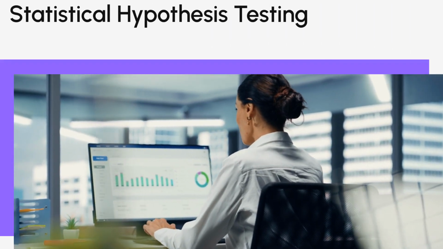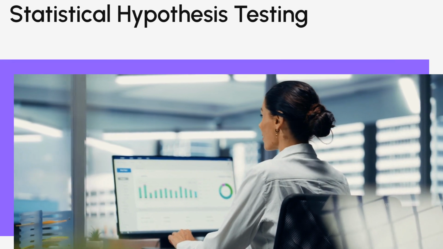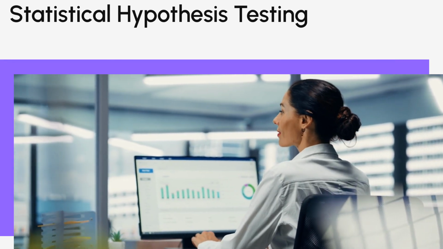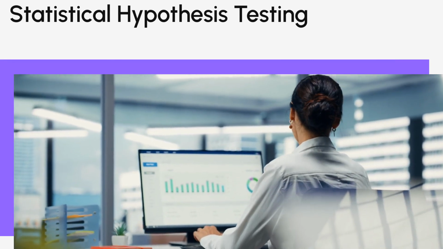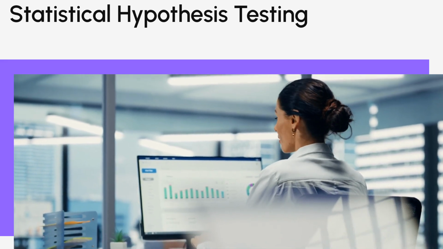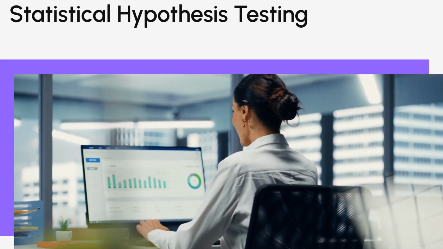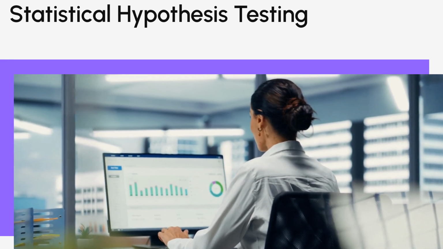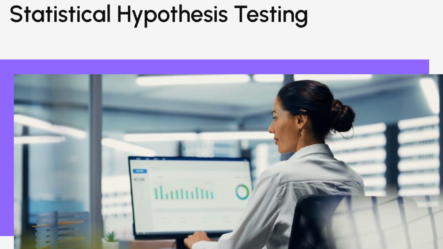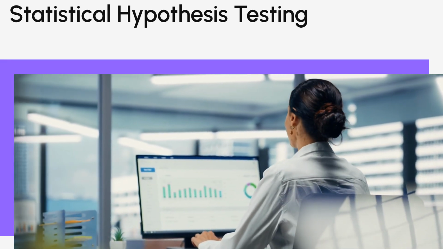The primary purpose of statistical hypothesis testing is to determine if there is sufficient evidence to support the hypothesis. It assesses whether the observed data is consistent with the proposed solution. This helps researchers draw conclusions based on empirical evidence. Let's explore the steps involved in this process.